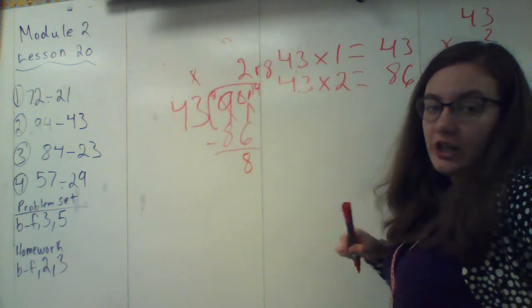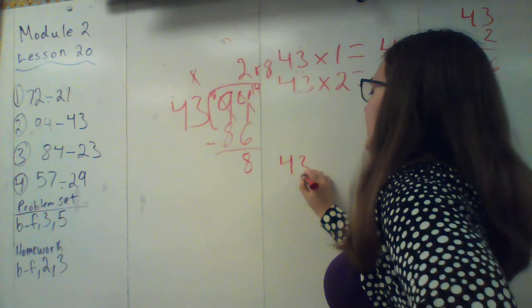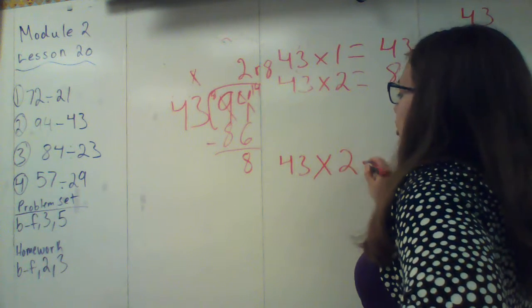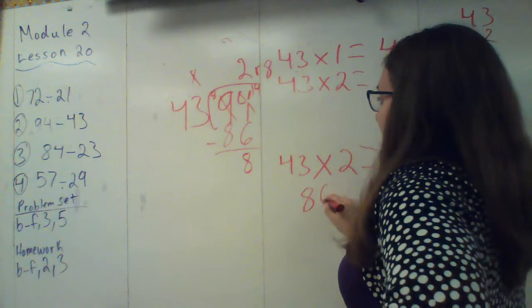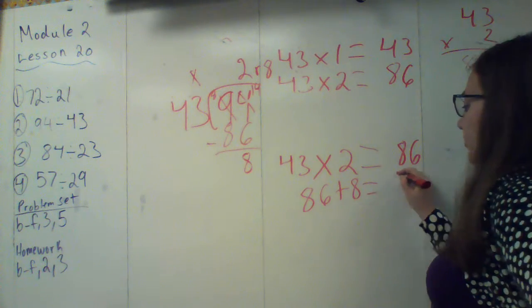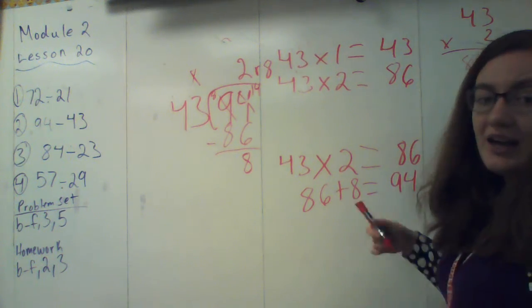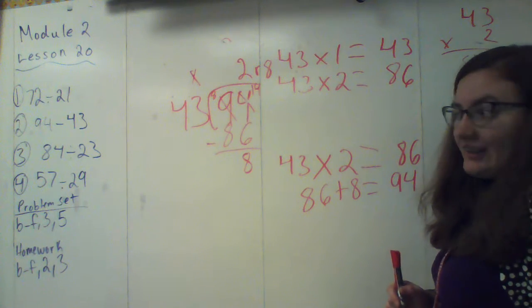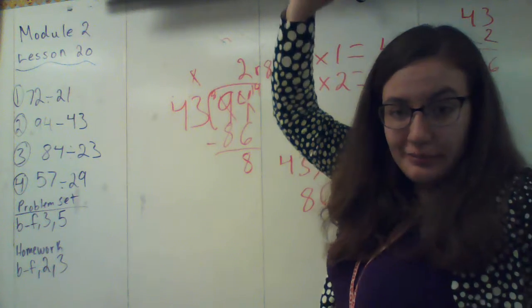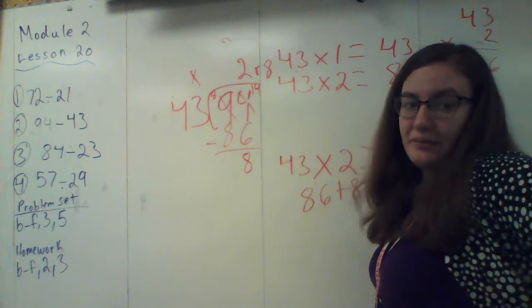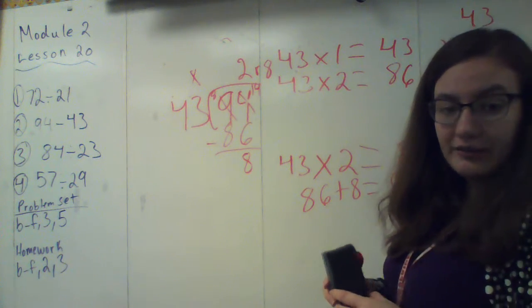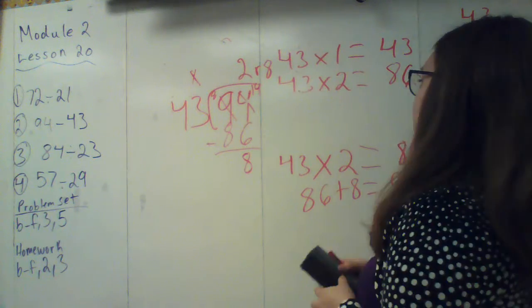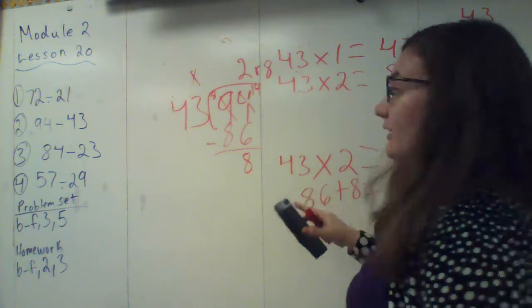We're still going to check our answers. So we're going to do 43 times 2 equals 86. And then 86 plus 8 equals 94. And I have my correct answer. Remember, if you have any questions, please make sure you're raising your hand. I know that sometimes the division can be difficult, but make sure you're working along with me, raising your hand if you have any questions, and fixing your mistakes if you make them.